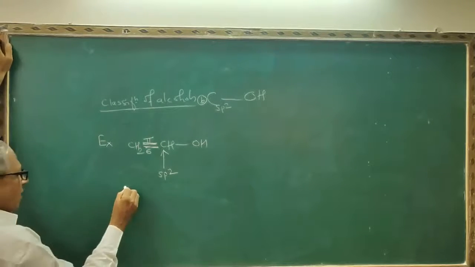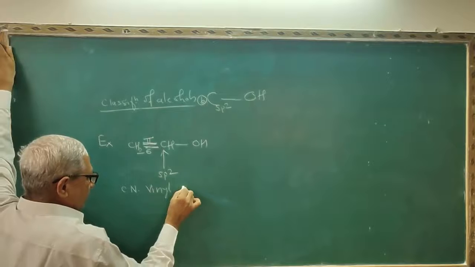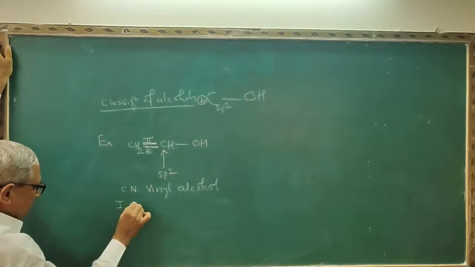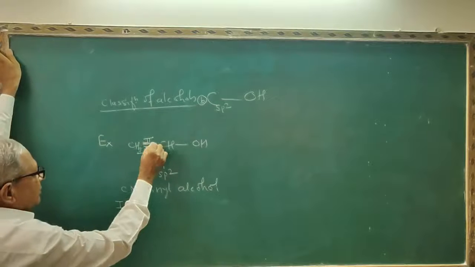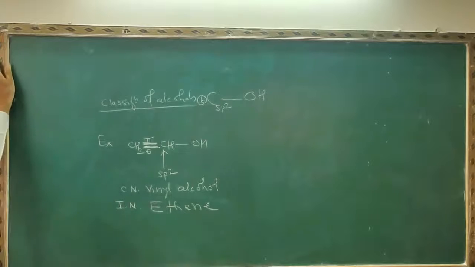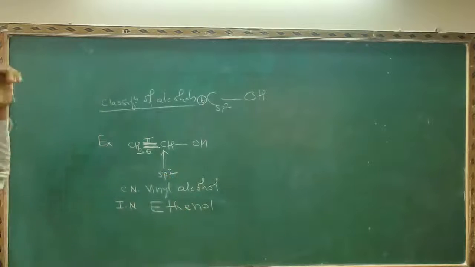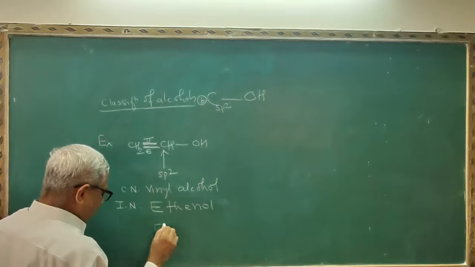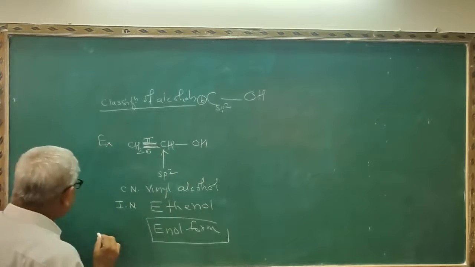Now the common name of this alcohol is vinyl alcohol. Now see the IUPAC name of this one. It contains two carbon atoms and one double bond will be present here. Therefore, it is a derivative of alkene, that is particularly ethene. Replace the suffix e by ol. Therefore, the IUPAC name is ethenol. Now see, this is the enol form. First, I will explain the meaning of the term enol.